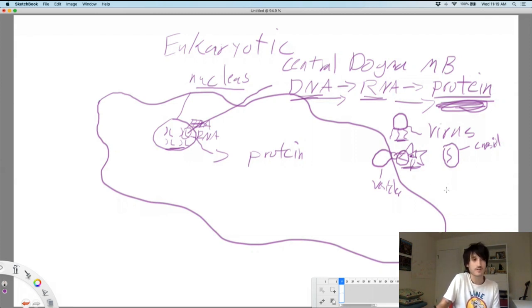So if we're going to draw it to scale, this guy right here would be a virus. So these little dots here are going to be virus that are going to present themselves with the ID and be taken into the cell.